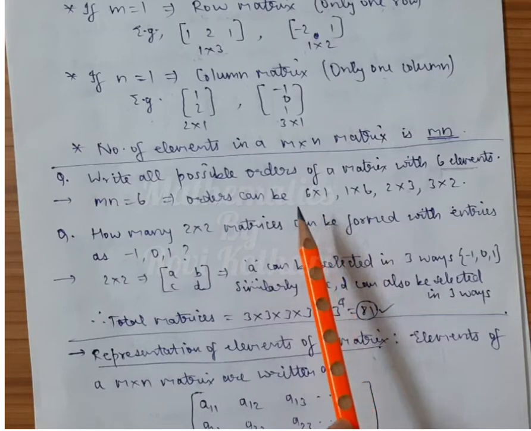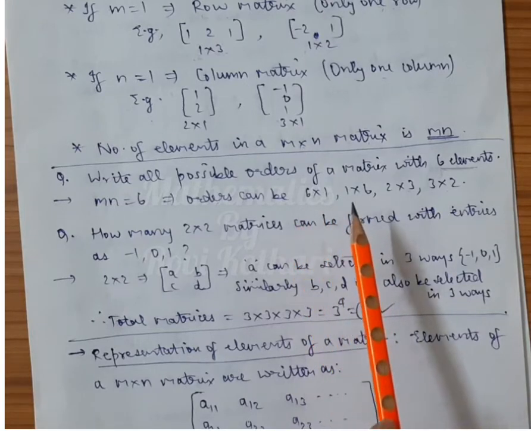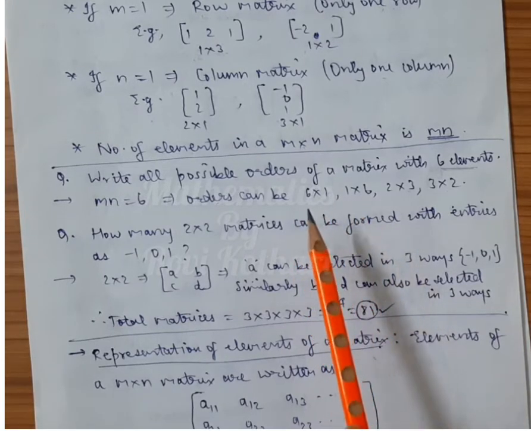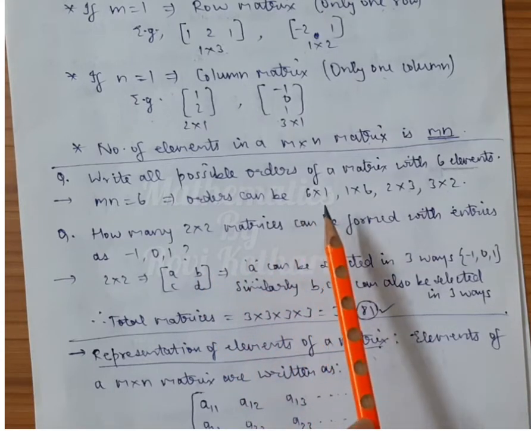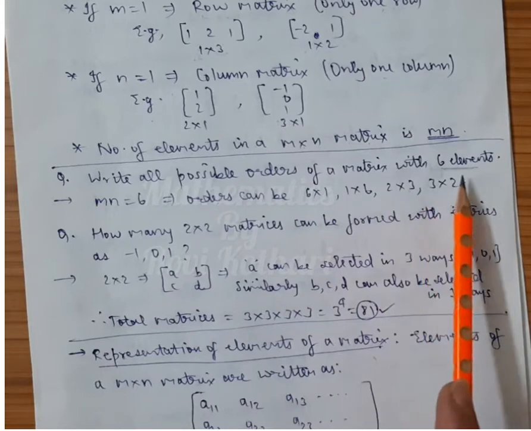It could be 1 into 8. It could be 8 into 1. It could be 2 into 4. It could be 4 into 2. All these orders could have been written for a matrix with 8 elements.